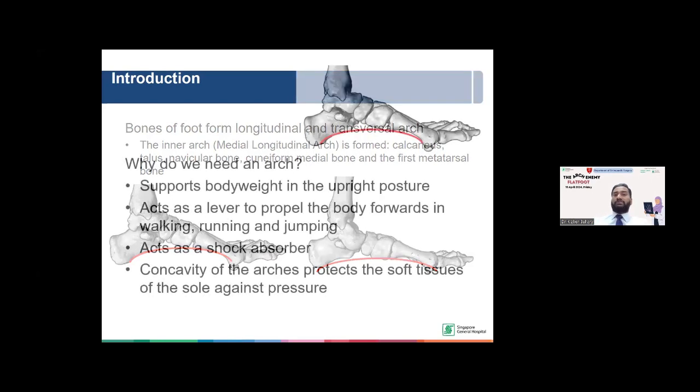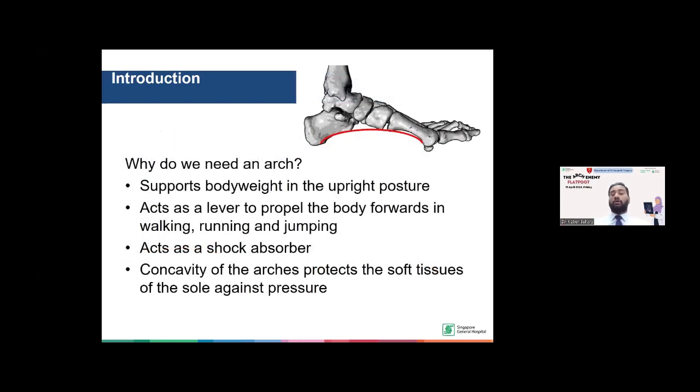Why do we need an arch? What's the big deal? That's a question that we all tend to ask. So the arch supports the body weight in the upright posture. Remember to understand that the arch is formed by not just the bones, but the soft tissue: the ligaments, the muscles, the tendons. All of them play a very important role in creating and maintaining the arch.